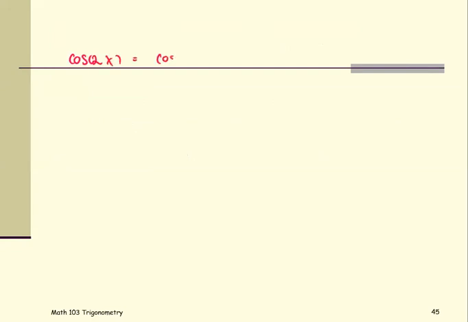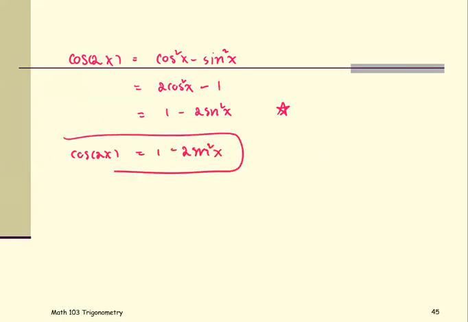The first form is cosine squared x minus sine squared x. The second form is 2 times cosine squared x minus 1. The last form is 1 minus 2 times sine squared x. So if we work on the third form, which is cosine of 2x equals 1 minus 2 sine squared x, we'll solve for sine x.